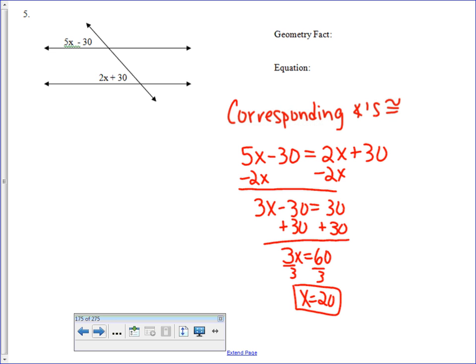Now again, we need to substitute that in. 5 times 20 minus 30 is going to give me 70. 2 times 20 plus 30 gives me the 70. And those angle measures are congruent. Please take your time, very important with the geometry facts. That is what is going to get you to figure out the equation you have to write.